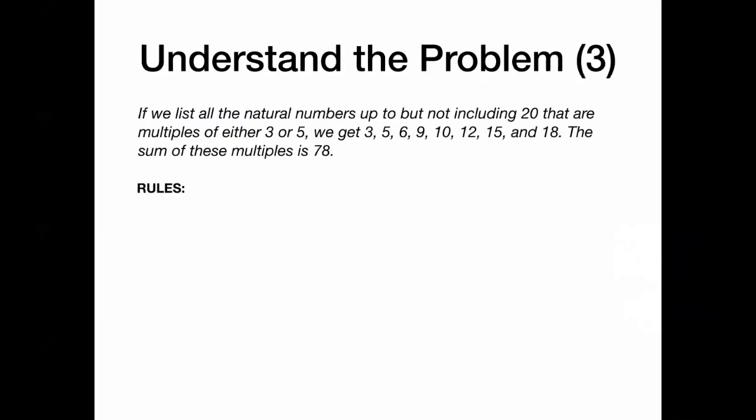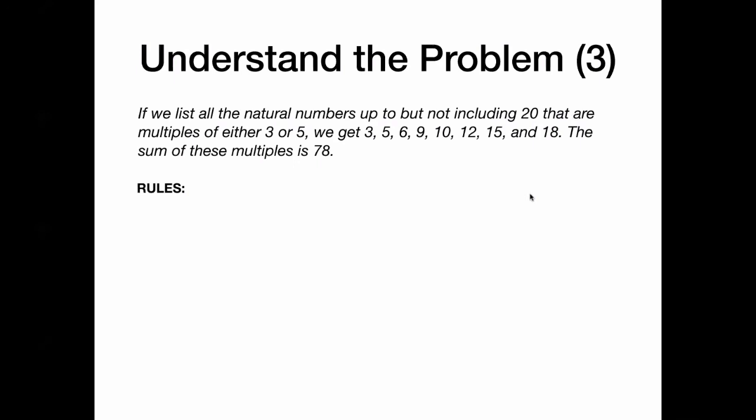And then finally, if we move to the second paragraph, if we list all the numbers up to, but not including 20 that are multiples of either 3 or 5, you get 3, 5, 6, 9, 10, 12, 15, and 18. The sum of these multiples is 78. So since we have our input and our output, the other things we can look into are the rules or constraints that we need to consider.